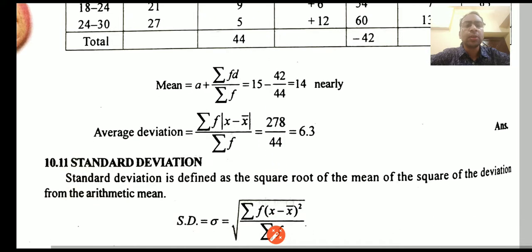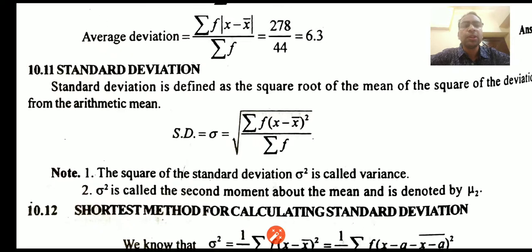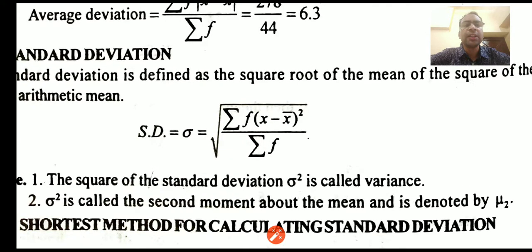Now let's talk about the standard deviation. Standard deviation is defined as the square root of the mean of the squares of the deviations from the arithmetic mean. We have sigma as the symbol for the standard deviation. So this is the formula for the standard deviation: square root of sigma of f dot x minus x bar whole square divided by sigma of f.